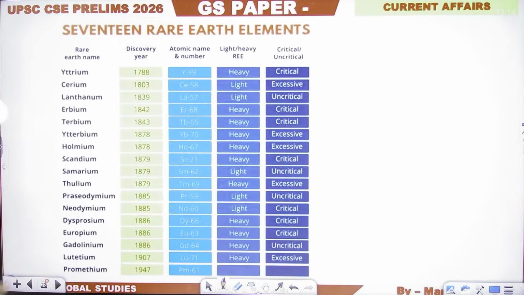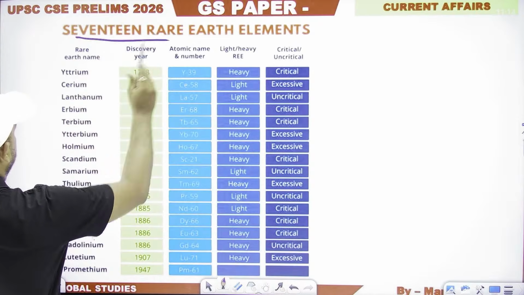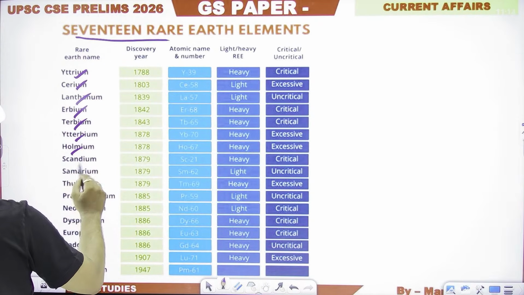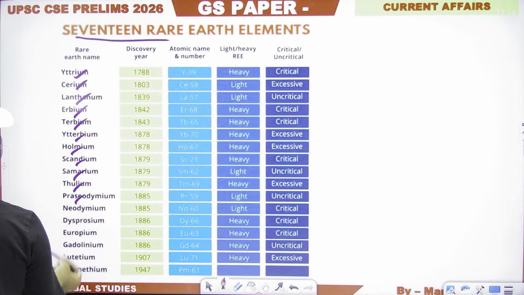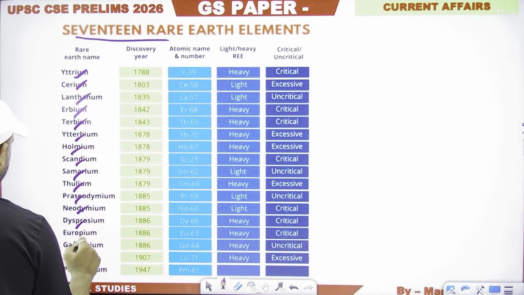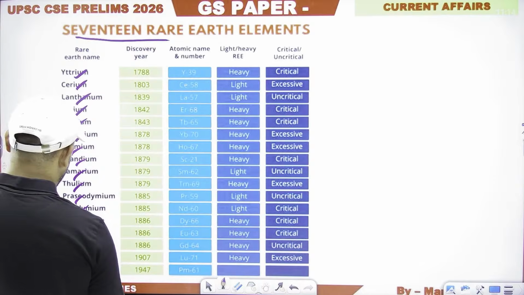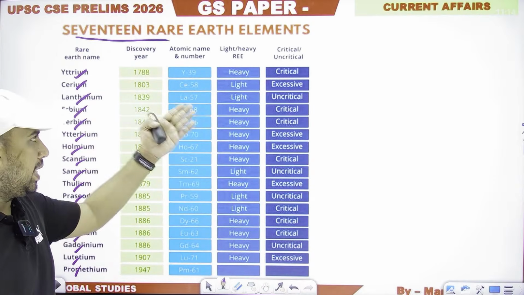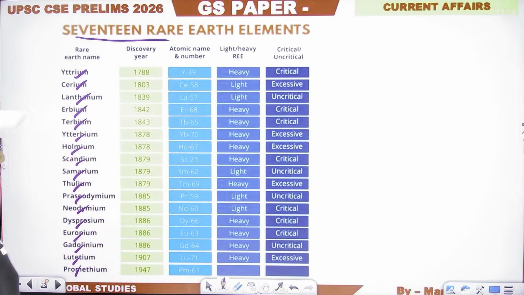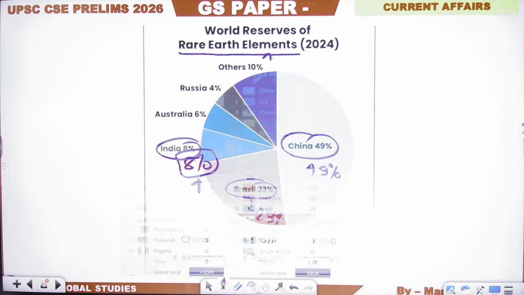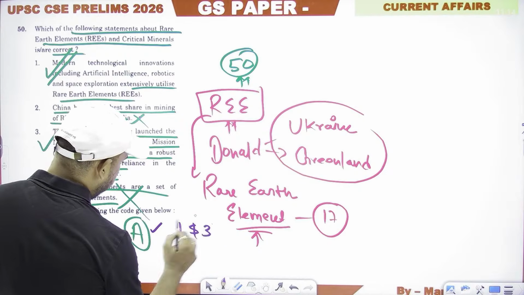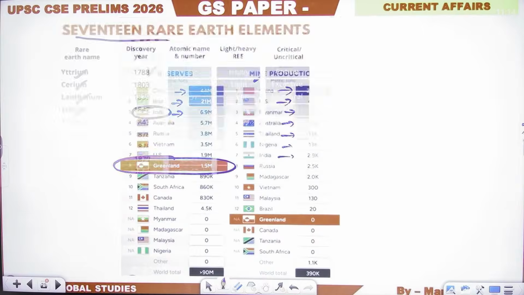When we compare those things, the 17 rare earth elements are yttrium, cerium, lanthanum, erbium, terbium, holmium, scandium, samarium, thulium, praseodymium, neodymium, dysprosium, europium, gadolinium, lutetium, and promethium. These are the 17 rare earth elements. Some are critical, some are uncritical, some are excessive. So that's why we choose the right answer here as option A, 1 and 3 only. Now we move towards the next question.